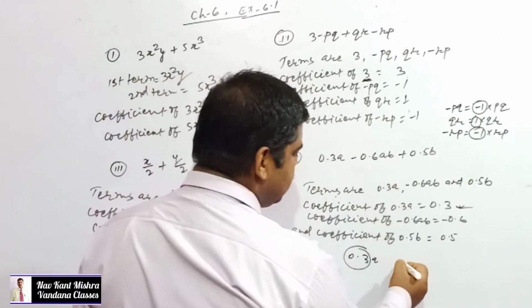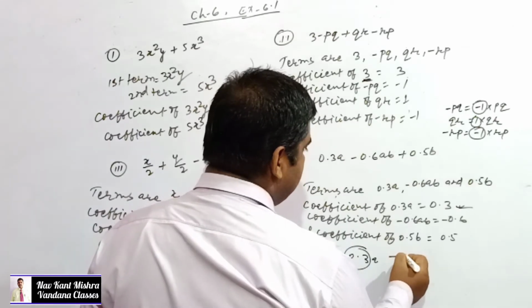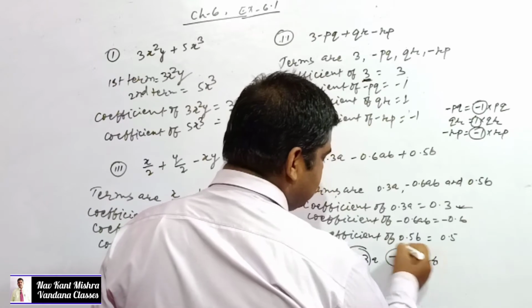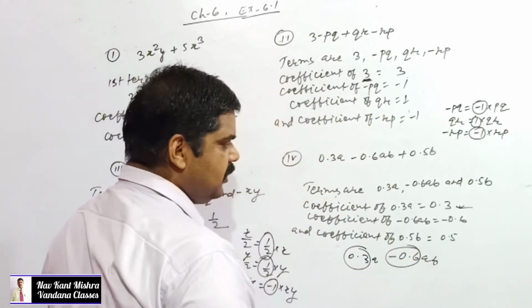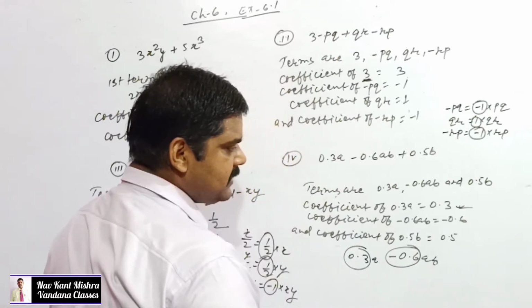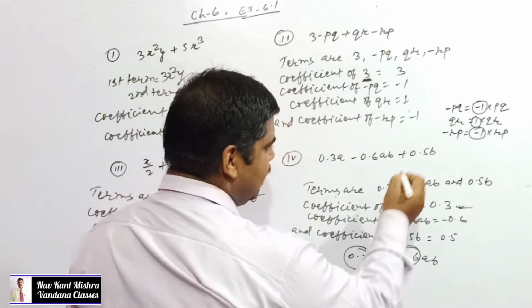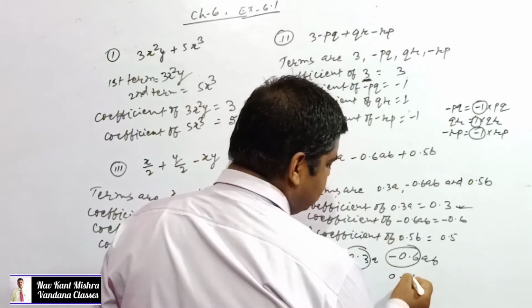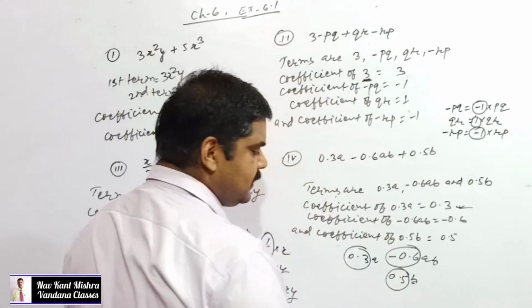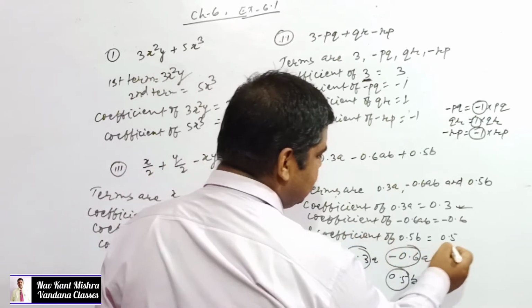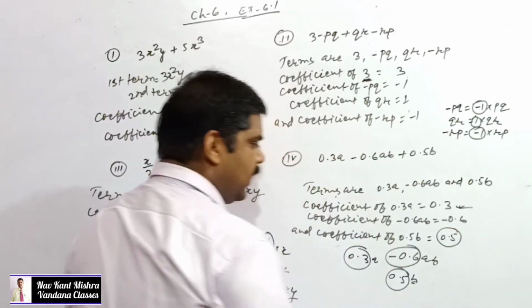What is the coefficient in the case of minus 0.6ab? Since the numerical coefficient is minus 0.6, you can write down minus 0.6 in this case. In the case of 0.5b, the numerical coefficient is 0.5, and this is why the coefficient in this case is 0.5.